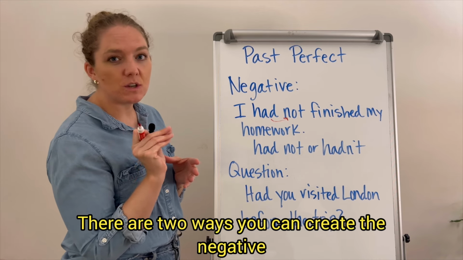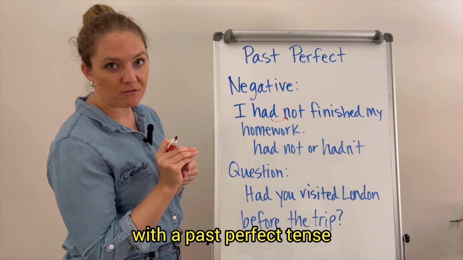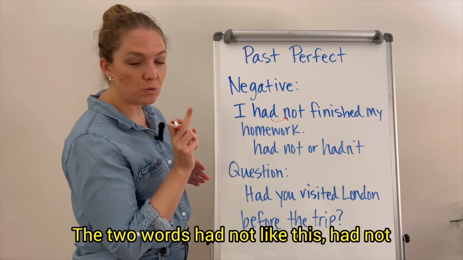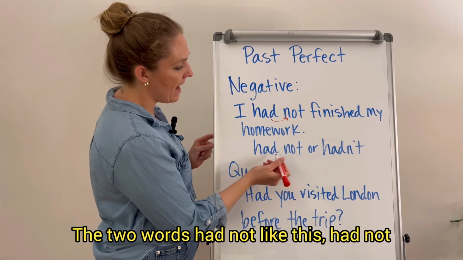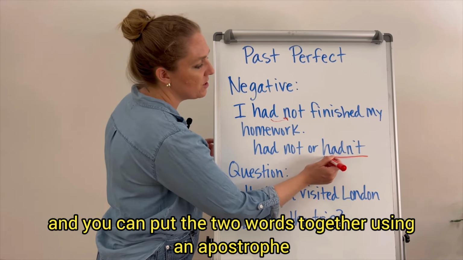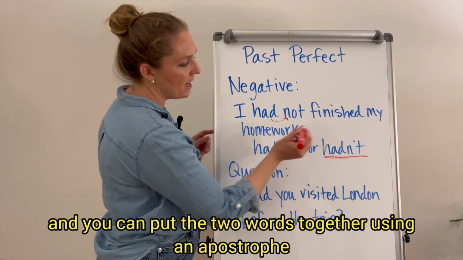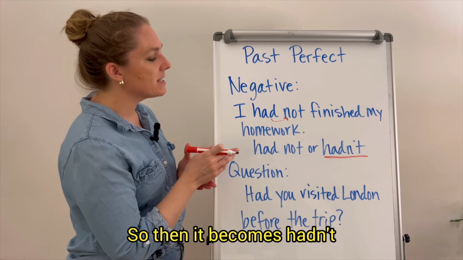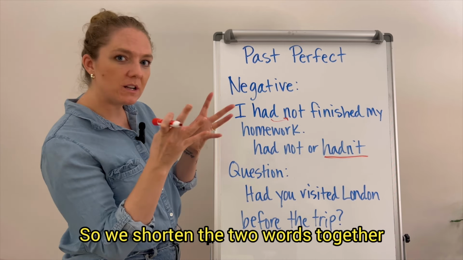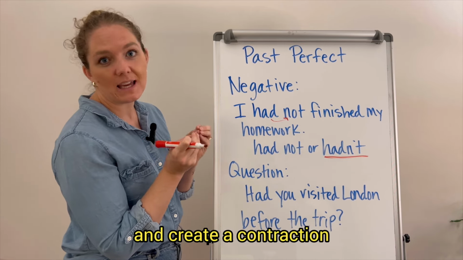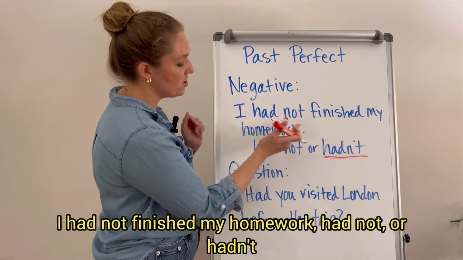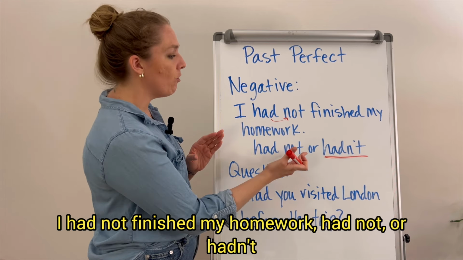There are two ways you can create the negative with a past perfect tense. You can say had not, the two words, or you can make it a contraction and put the two words together using an apostrophe. So then it becomes hadn't. I hadn't finished my homework. So we shorten the two words together and create a contraction. But either is fine. I had not finished my homework, had not, or hadn't.